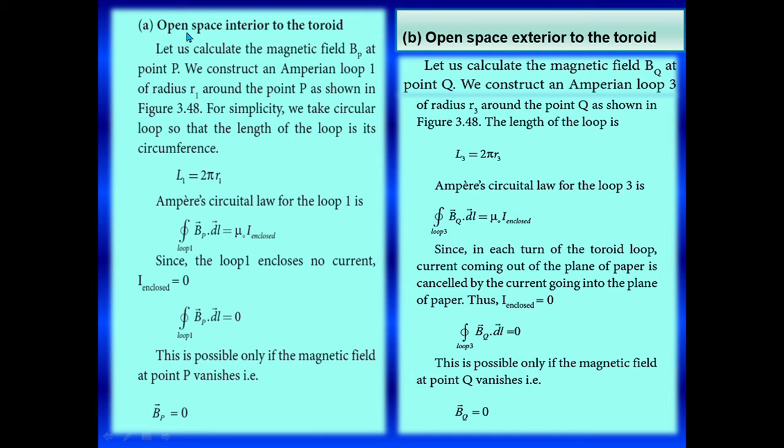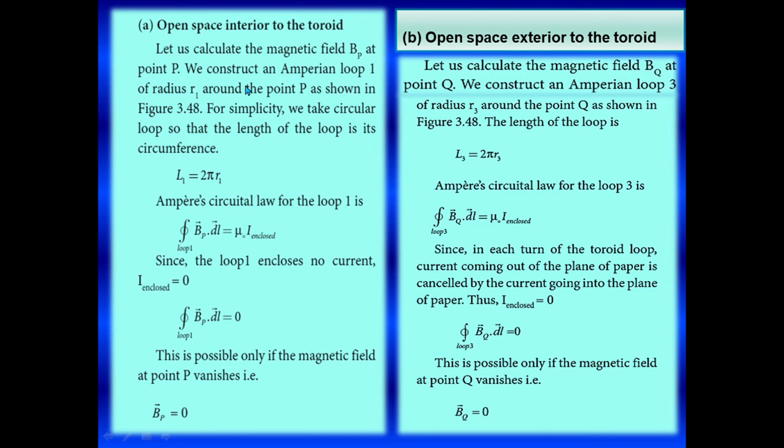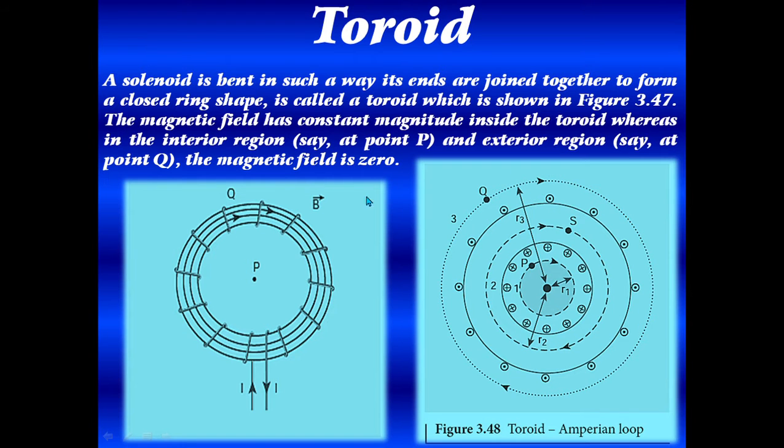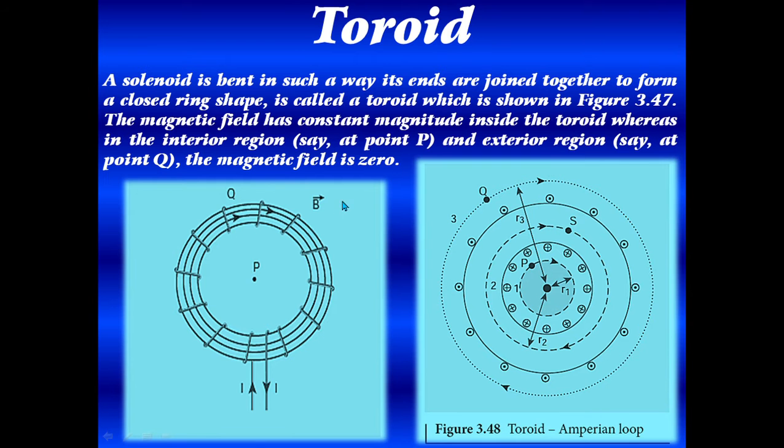First, option A, open space interior to the toroid. The radius of the Amperian circular loop is R1. Now, let us calculate the magnetic field BP at the point P. At point P, we construct an Amperian loop 1 of radius R1.